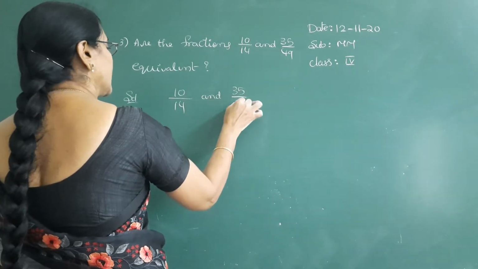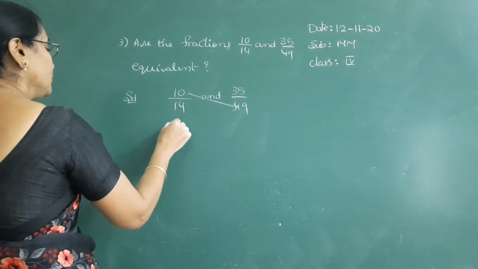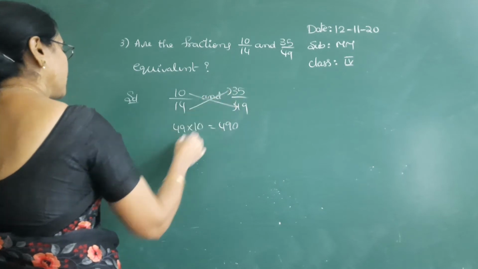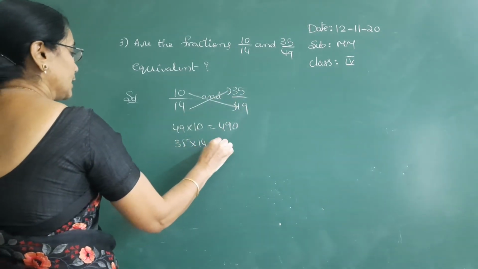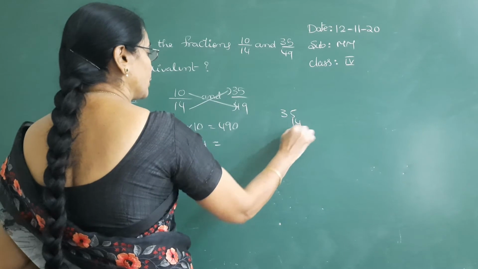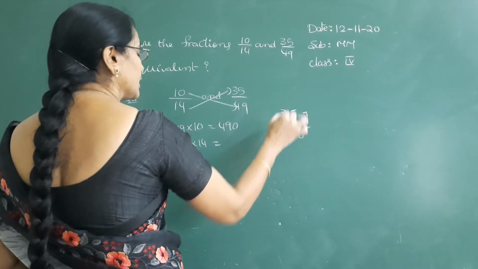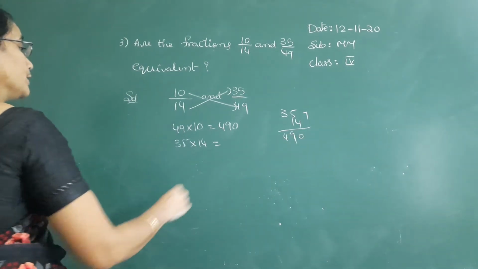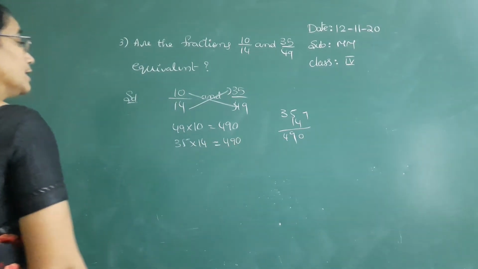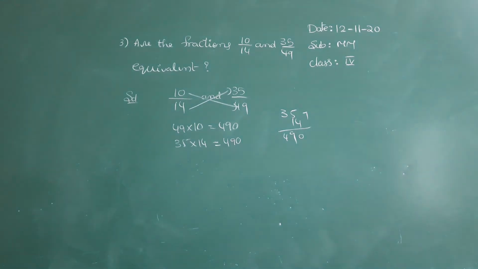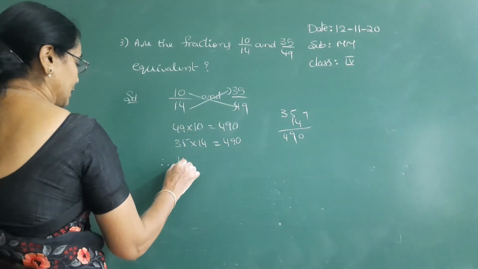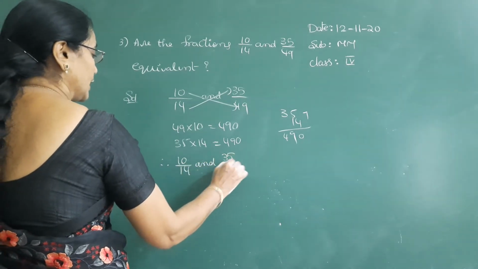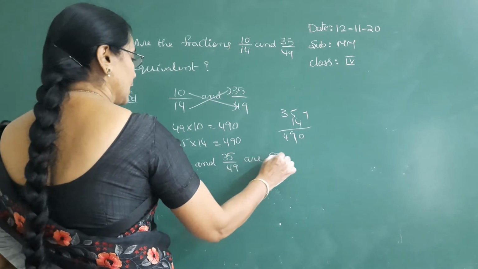35 by 49. So the cross product: 49 into 10 is equal to 490. Now we have to multiply 35 into 14. 35 into 14 is how much? 14 5s are 70. 14 3s are 42 plus 7, 49. So that is also 490. Here their cross products are the same, so these two fractions are equivalent. If they are not the same, they are not equivalent.